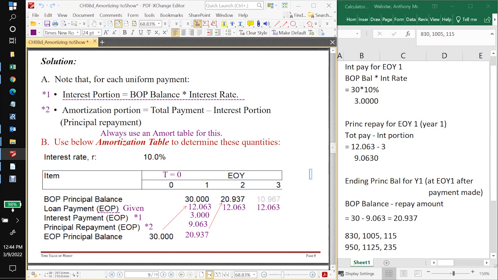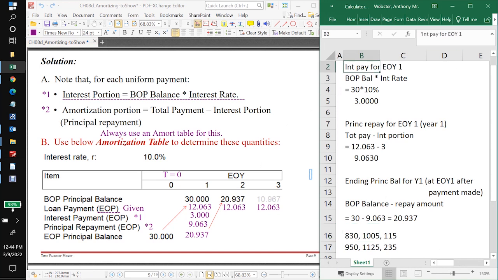And so now what's our interest payment going to be for year 2? Let's put that in here. All right, so again, it's the beginning of period balance times the interest rate. So in this case, what's the beginning of period balance for year 2? It's 20.937. And we want that to be times 10%, and that is 2.0937.